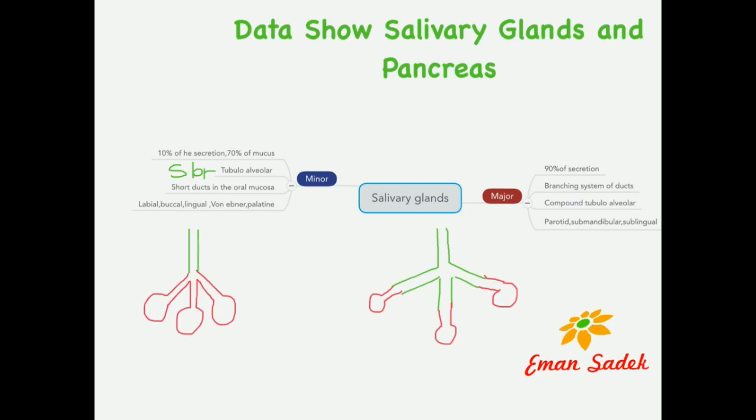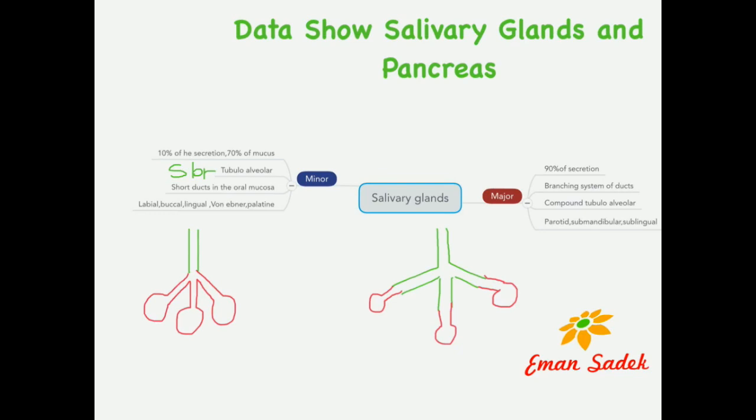These salivary glands are simple branched tubulo-alveolar. What is simple? Because one duct. Branched because the secretory part is branched and it is tubulo-alveolar. So they have direct short ducts opening in the oral mucosa, directly in the oral mucosa. So they are simple branched tubulo-alveolar, not compound tubulo-alveolar.